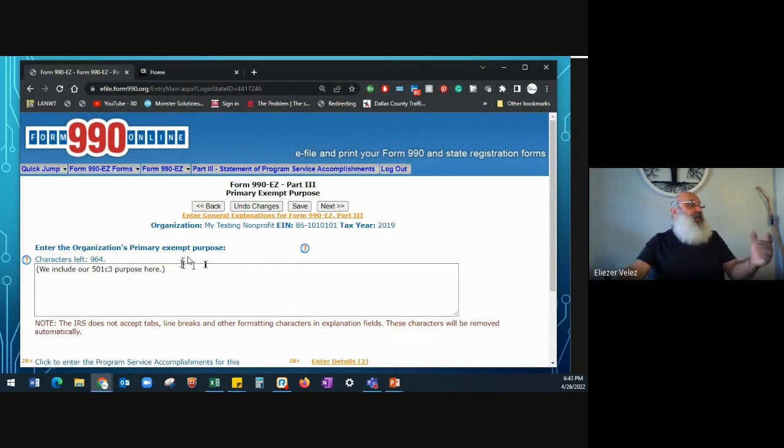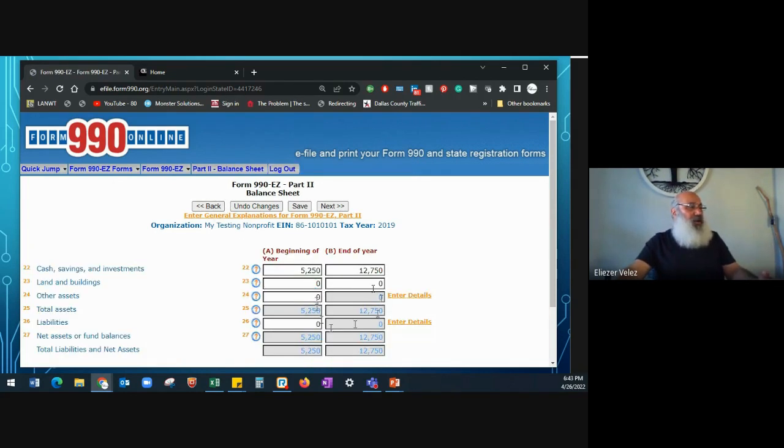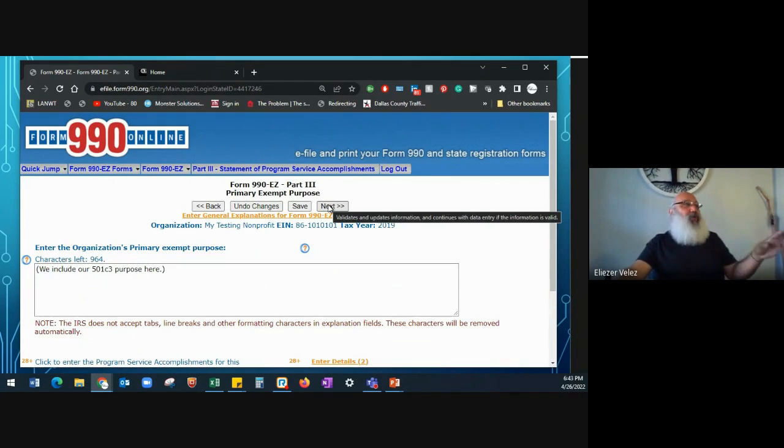it's asking me, apparently our numbers match, because if there was a problem with our net assets and the fund balances from the previous year, it wouldn't allow us to go forward. So that's what you want when you're going through the form. If you have a problem, it'll say you can't pass unless you fix this, or you can pass for now, but you have to fix it later. So this is why I really like this software.